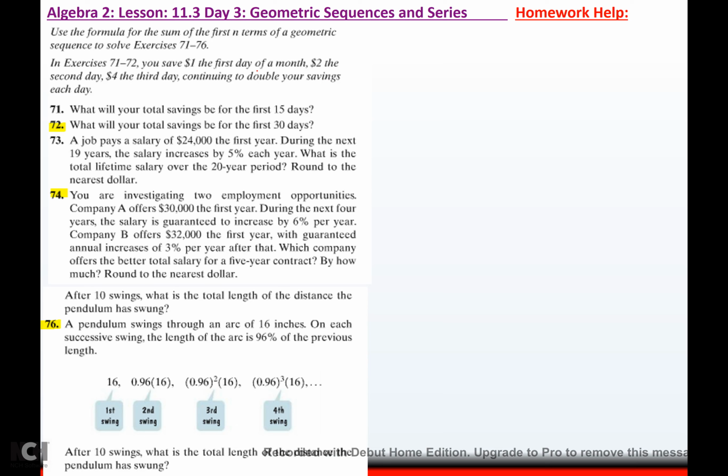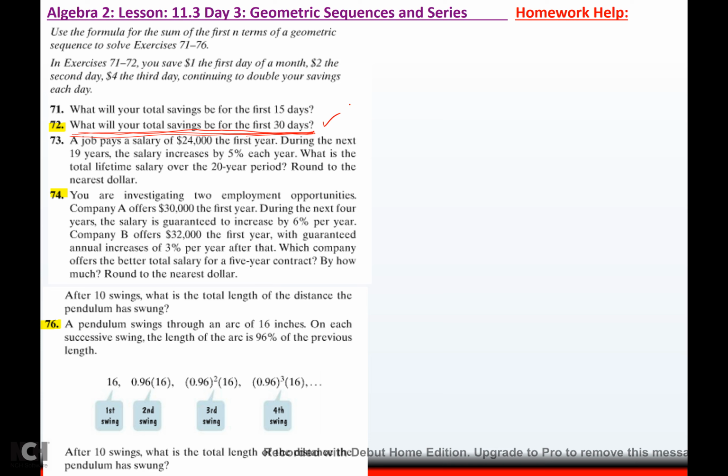You saved $1 the first day, $2 the second, same thing. Why are they doing that? Oh, because now you're using the sum one. What will your total savings be for the first 30 days? So you're using that sum of the first 30 days formula.